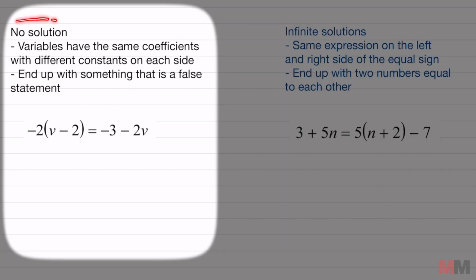One is no solution. No solution is when you have variables that have the same coefficient on the left and right, but they have different constants. And we'll talk about what that looks like shortly. Or easier way to put it, if you end up with something that makes absolutely no sense, it could possibly be a no solution equation. Let's solve this one right here so you know what I'm talking about.